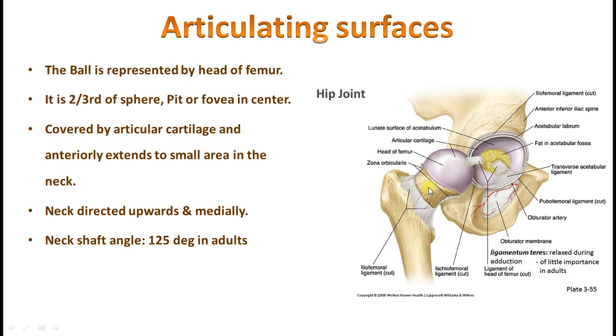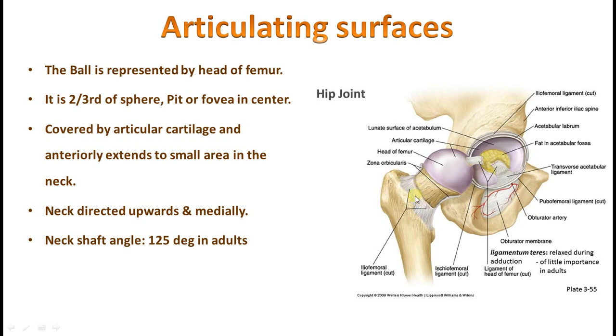One important aspect which you have to note is the neck shaft angle, which is on average 125 degrees in adults. Not only that, in adults there is also a forward tilting of the head and neck of up to 15 degrees.